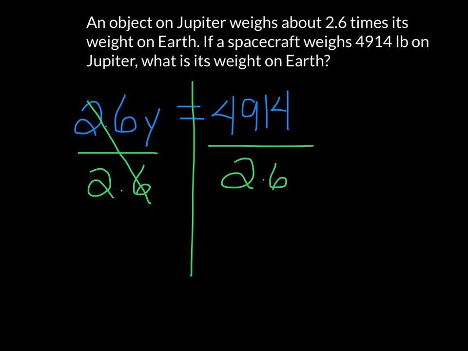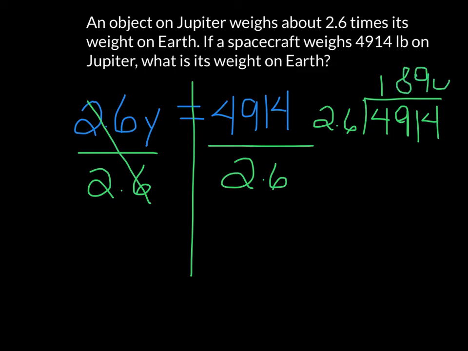I can do my math over here to the side. 2.6 divided into 4,914. So you can do that on the side of your scratch paper. When you figure that out, it equals 1,890. So all that's left on this side is y equals, and then we put our answer, 1,890. This is a true statement, and the spacecraft weighs 1,890 pounds on Earth.